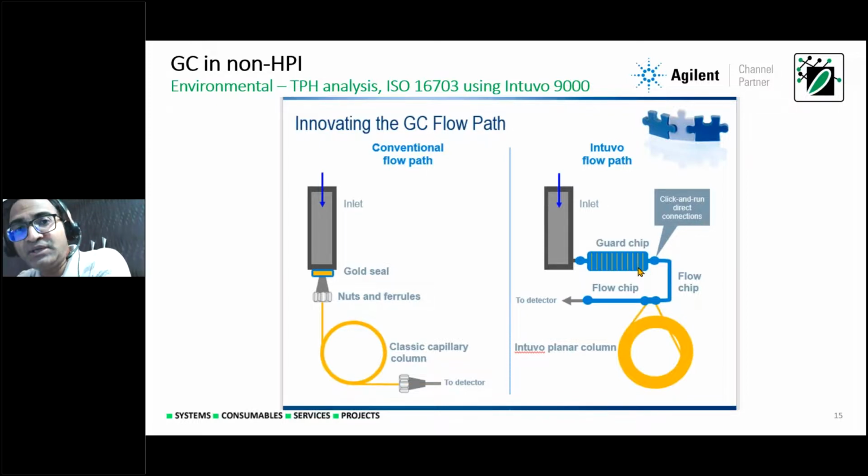Because the column doesn't go dirty, we are not going to cut the column that frequently. Because we are not going to cut the column that frequently, we don't really need to keep doing the recalibration process all over again. The method might ask us to do the recalibration again and again. If that is the case, we have to do the recalibration. But otherwise, just because we have cut the column, now the retention times have changed, now I need to do the recalibration. That part we can take care of really well if we have the Induvo GC.